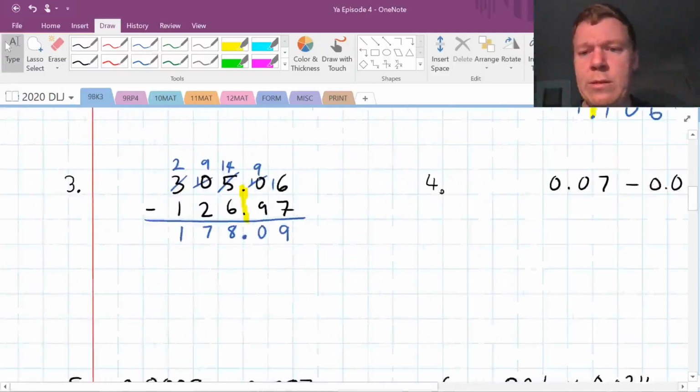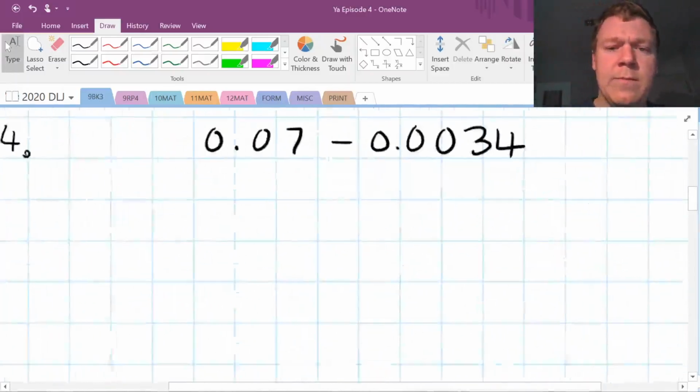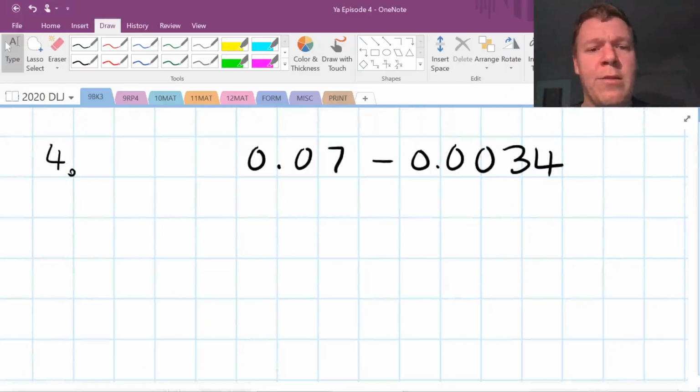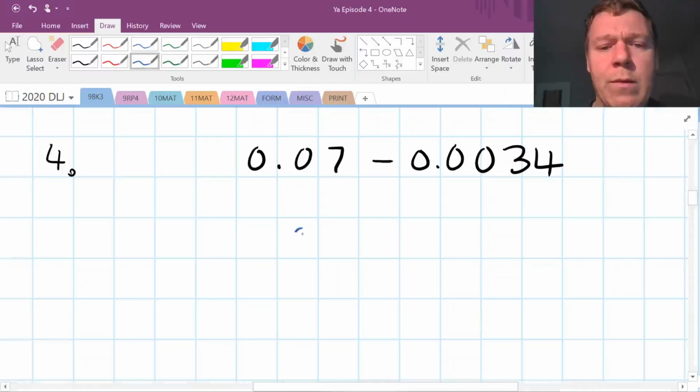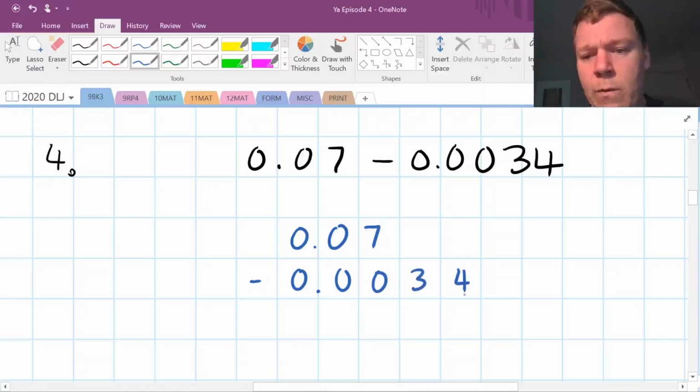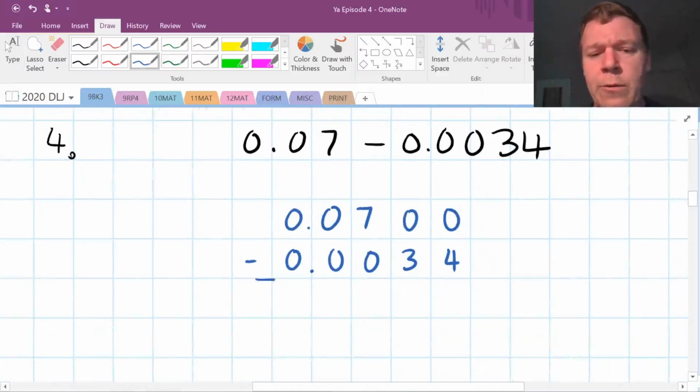Moving on. Okay, do this subtraction. So key thing, line up that decimal point. 0.07 minus 0.0034. Okay, now there's a few missing boxes, so we're going to fill them in with zeros. And now we're ready to do this problem.